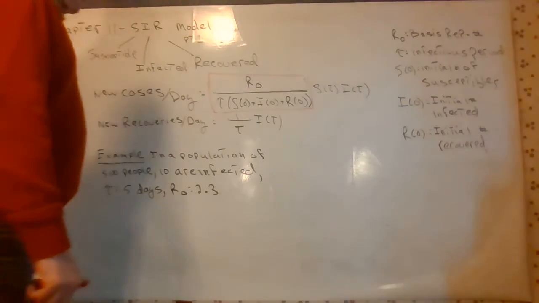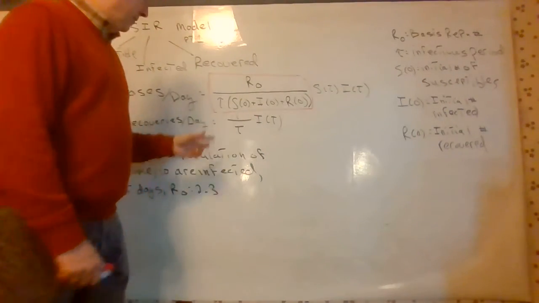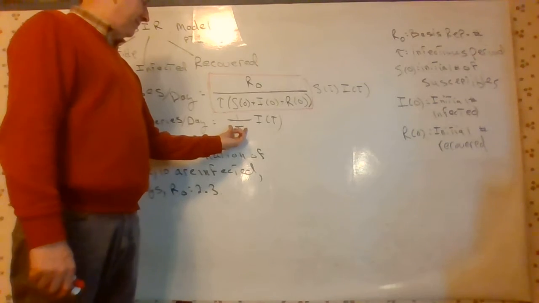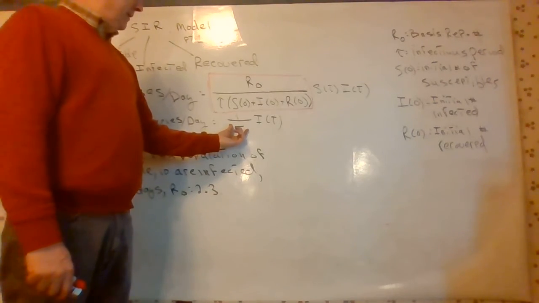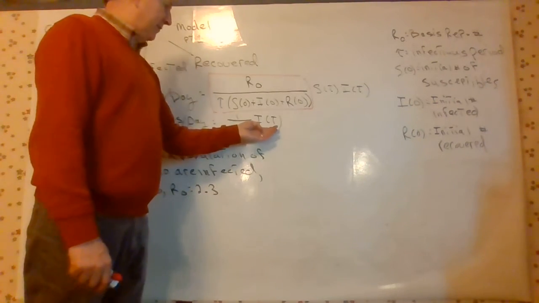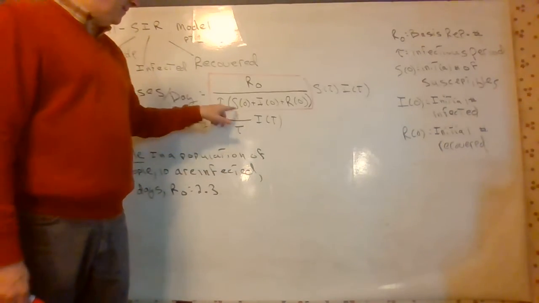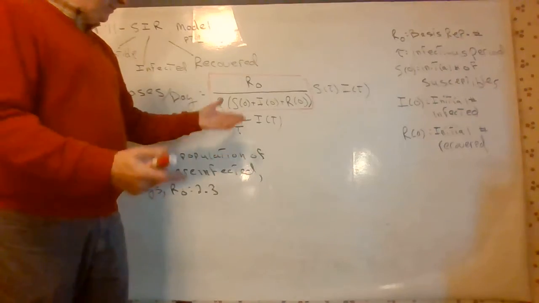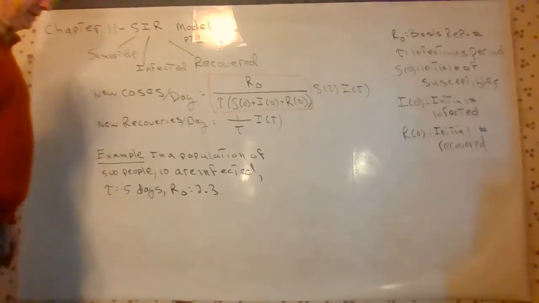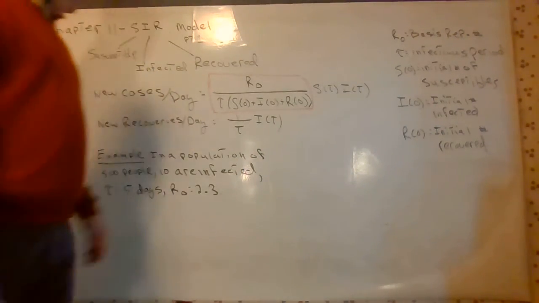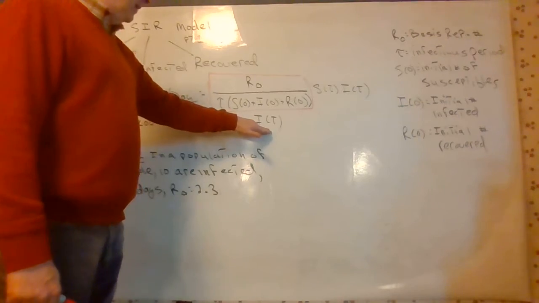So, for instance, just to put some numbers, if tau is equal to 5, then basically 1/5 of the infected recover every day. If we had 10 people infected and tau was 5, we would expect 2 people to recover in any given day. So we're going to add this to our algorithm.